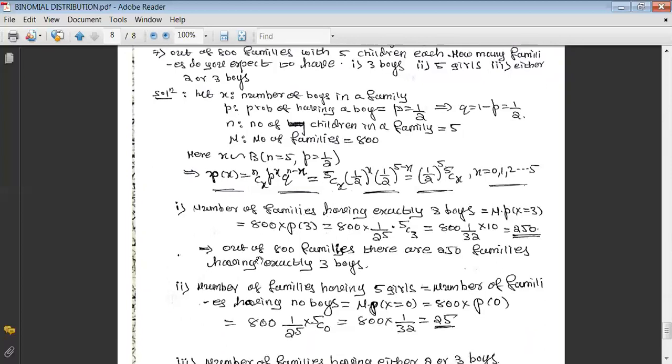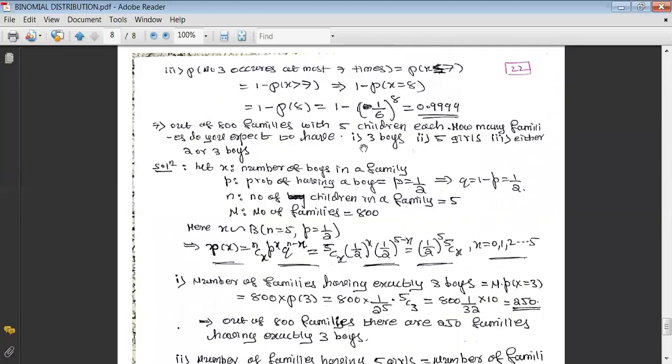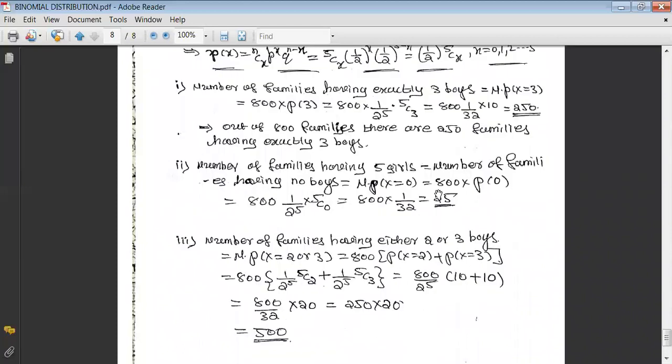Now let us concentrate on the first one. In the first case, we want how many families with 3 boys. That's why the number of families having exactly 3 boys equals capital N into p of x. As I told, theoretical frequencies are obtained as f of x equal to N into p of x, where N is the total frequency and p of x is the probability of getting exactly x successes. In this case, we want 3 successes. That's why we have written p of x equals 3.